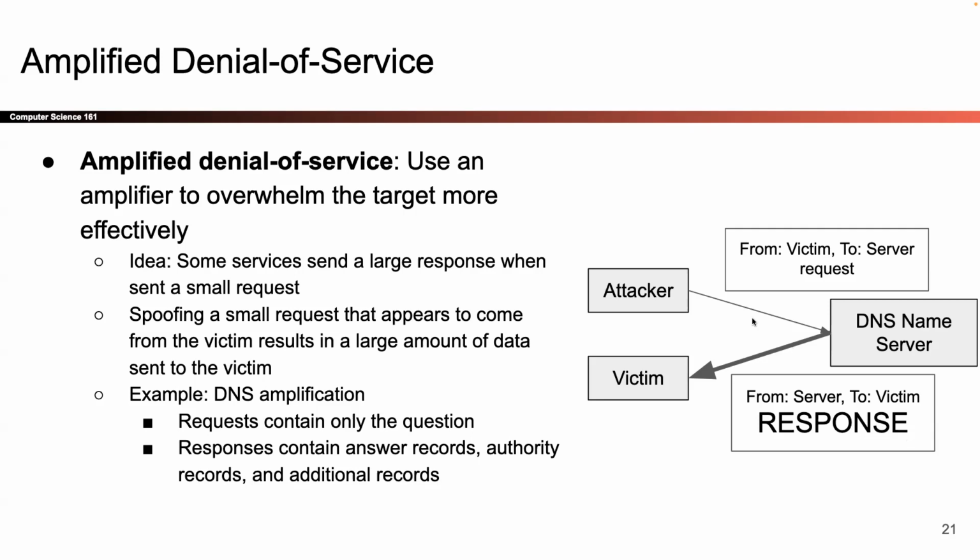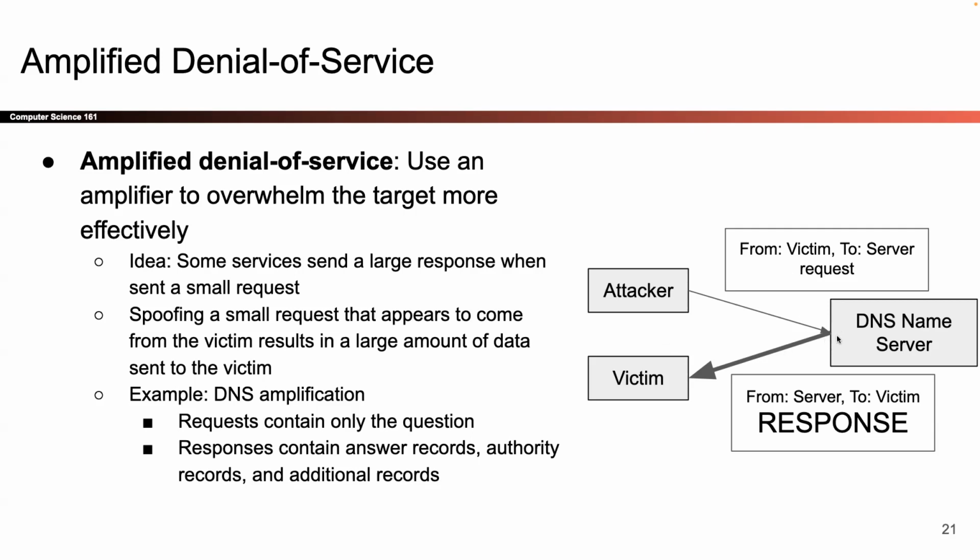So could I somehow use this to attack someone? Well, I know that the request is really small, so sending a request takes me no effort at all. But then the DNS name server sends a really big response. So somehow this DNS name server is like an amplifier. It takes in just a little bit of data, but returns a ton of data. It's amplifying the request, and you don't have to be the person to do the amplification because the DNS name server is doing it for you.